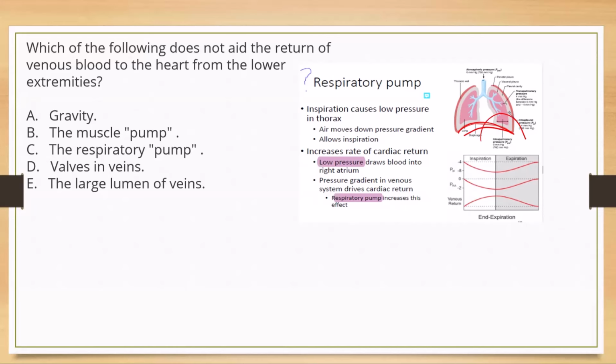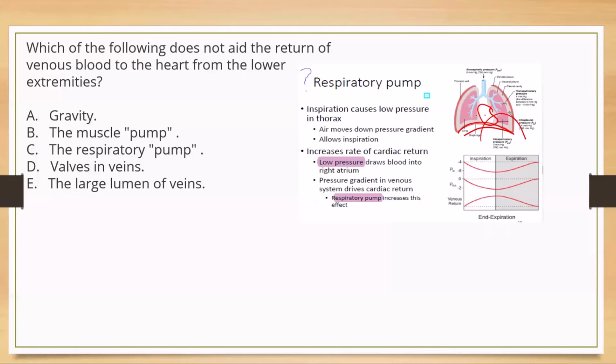Now, as this is going on, it also increases the rate of cardiac return. How? Again, the low pressure will draw blood into the right atrium. Don't forget that the heart is always connected to the lungs. So let's say this is where the heart is. There is low pressure in the lungs, so that low pressure will in turn affect the heart, and that means the pressure in the heart is also low.